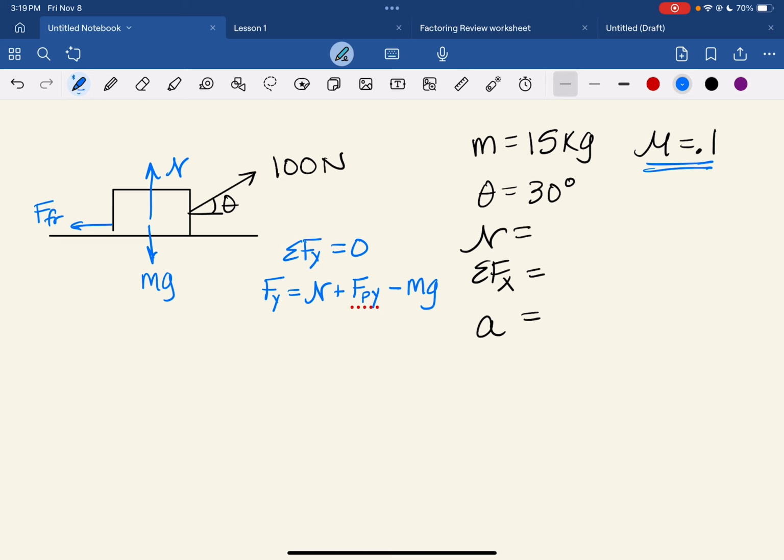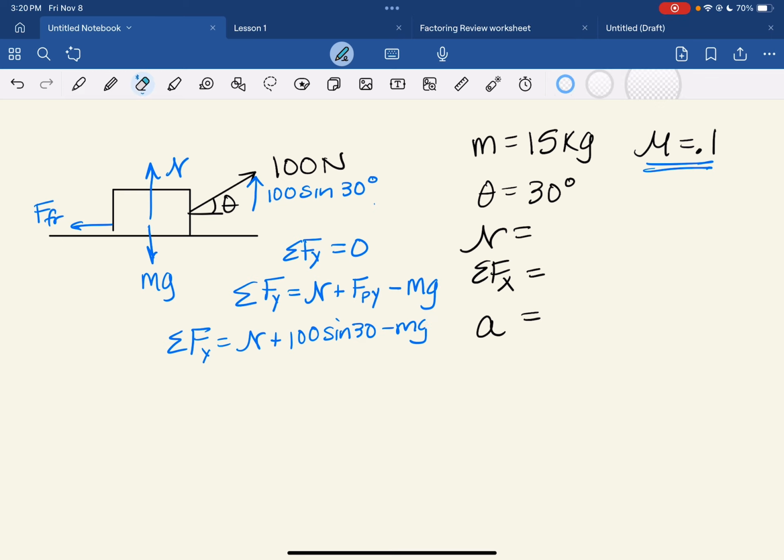All right. So now we got to look at what the y direction component of this is. This is opposite my angle, and that's 100 newtons. So this would be 100 sine 30 degrees. So when I find the sum of my forces in the y direction, it's going to be normal plus 100 sine 30 minus mg, and that all equals 0.